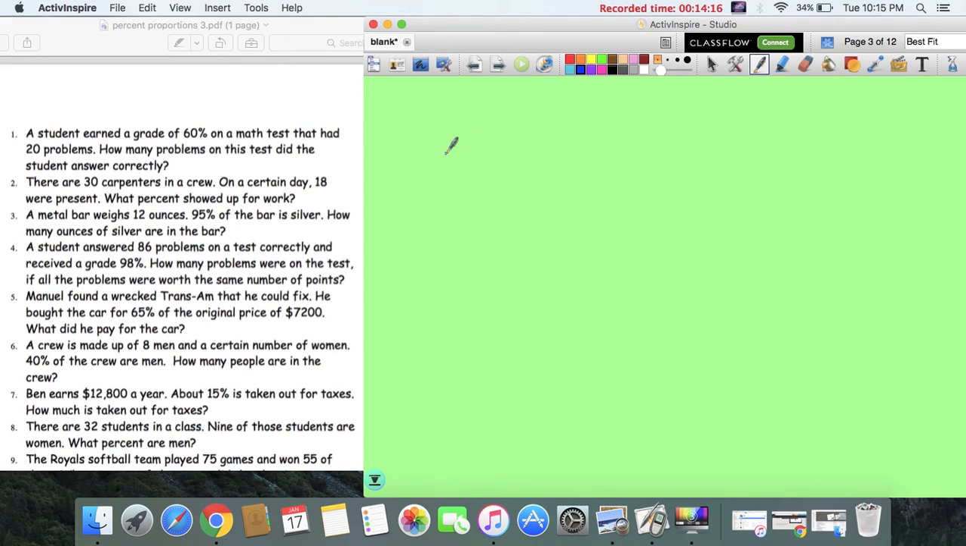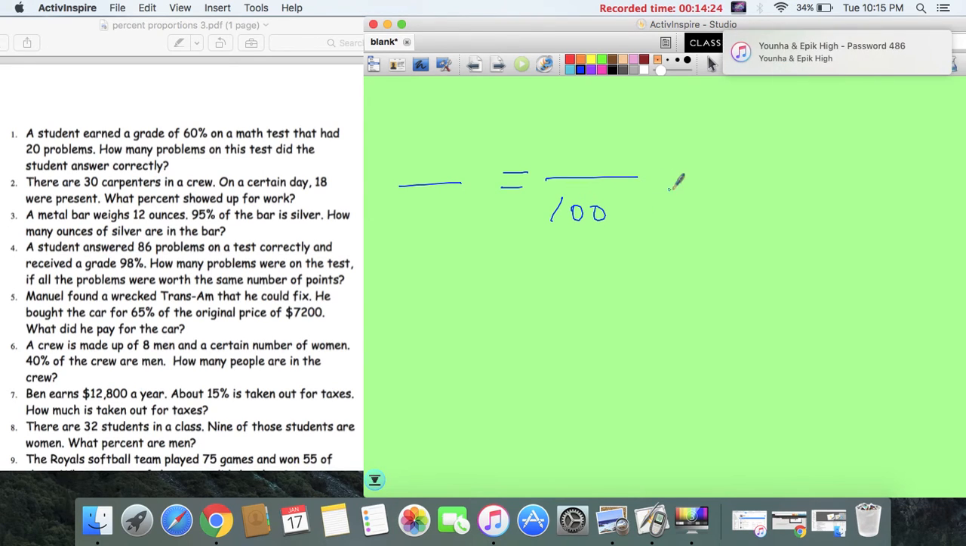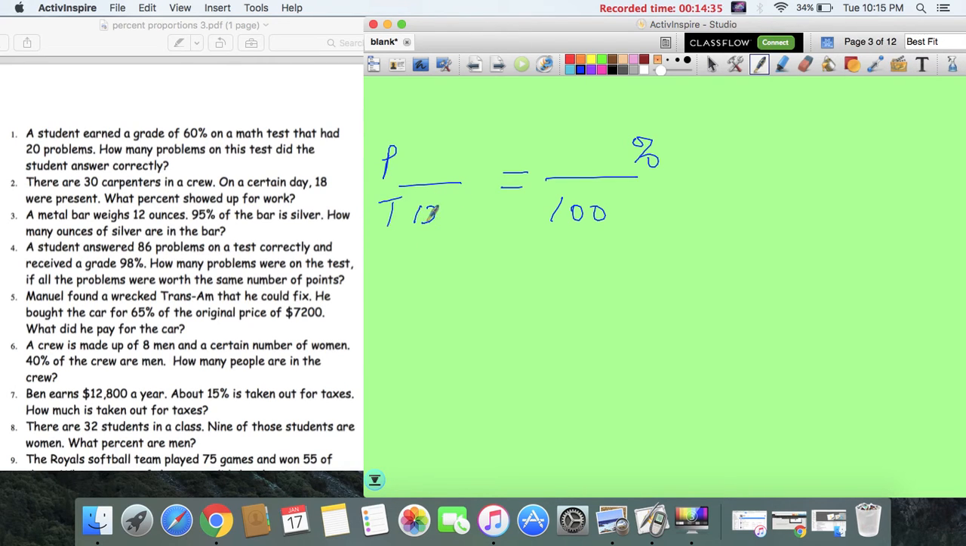7. Ben earns $12,800 a year. About 15% is taken out for taxes. How much is taken out for taxes? So 100% is the total. We know he makes $12,800 a year, so that's the total amount he makes a year, $12,800. Out of that, 15% is taken for taxes. So what's 15% out of $12,800?